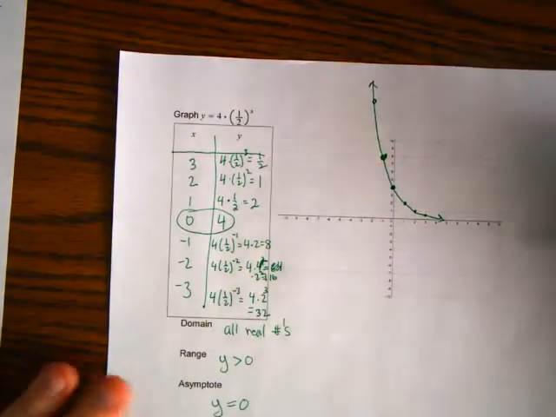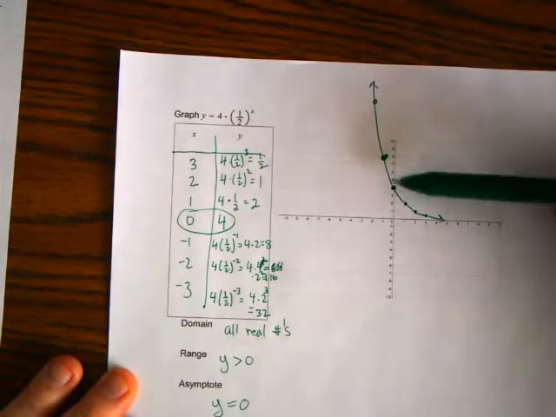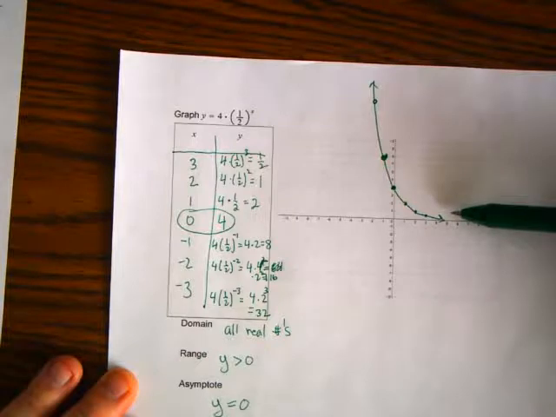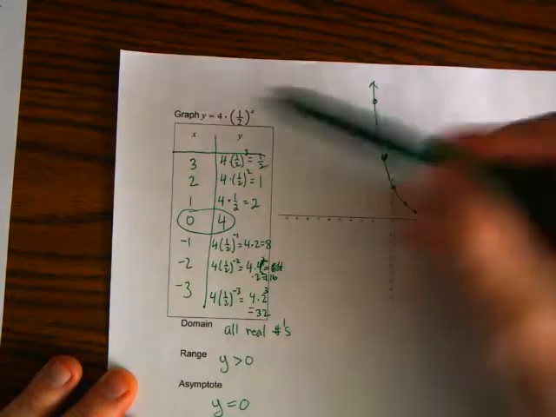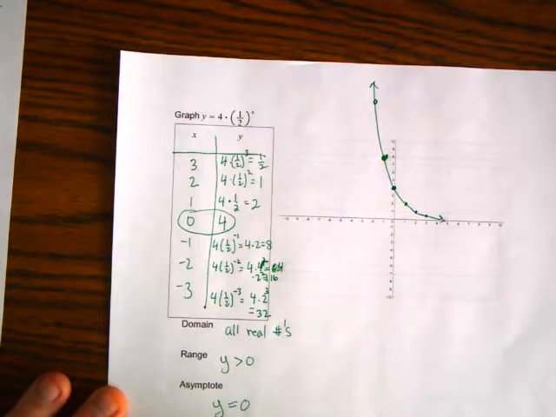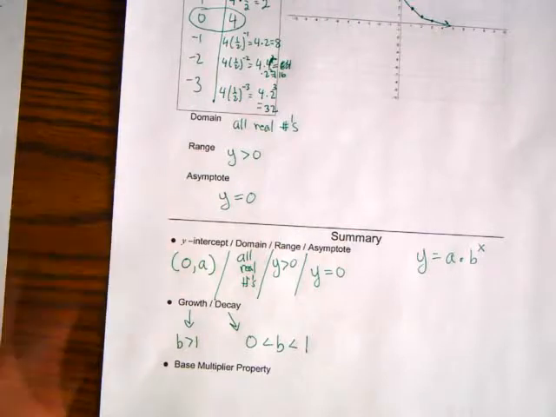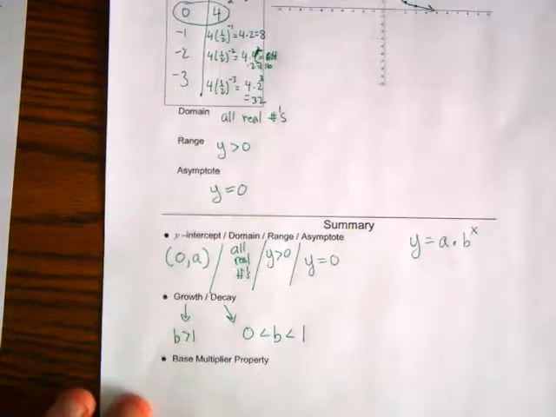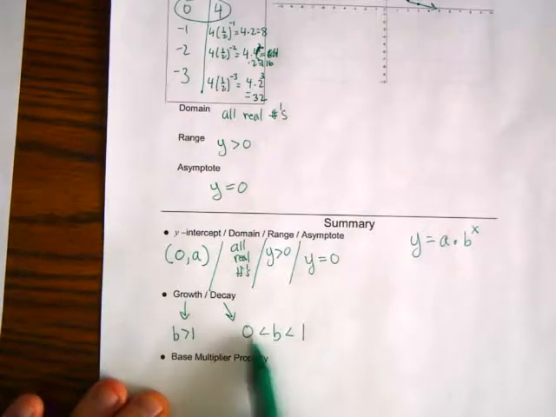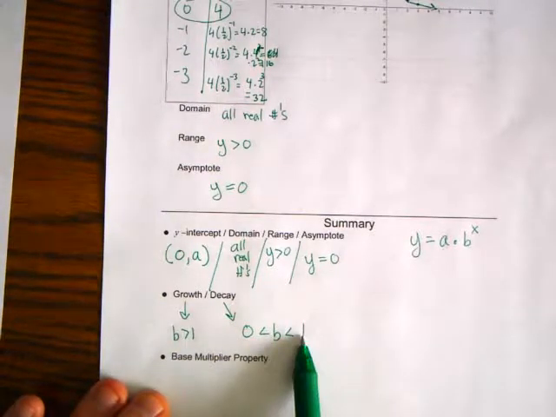And this one, we got what we call exponential decay. As our x numbers get bigger, our y numbers get very, very small. That's going to happen when b is a fraction less than 1. But of course, remember that b has to be positive. So there's our difference in growth and decay. We have growth when b is bigger than 1. We have decay when b is a fraction between 0 and 1.